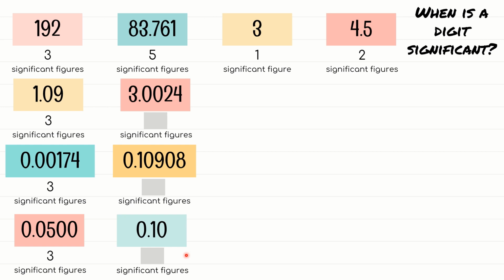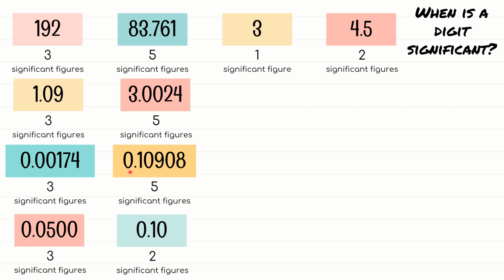Now let's check our answers. So with 3.0024, these zeros here are in between non-zero numbers. Okay, 3 and 2 are non-zero. So therefore, we start counting from this 3 here, and there are 1, 2, 3, 4, and 5 significant figures.